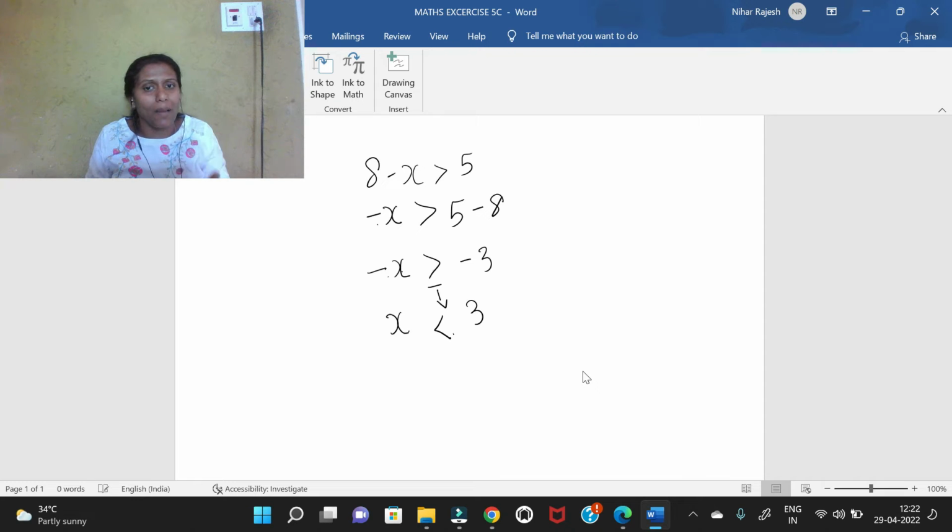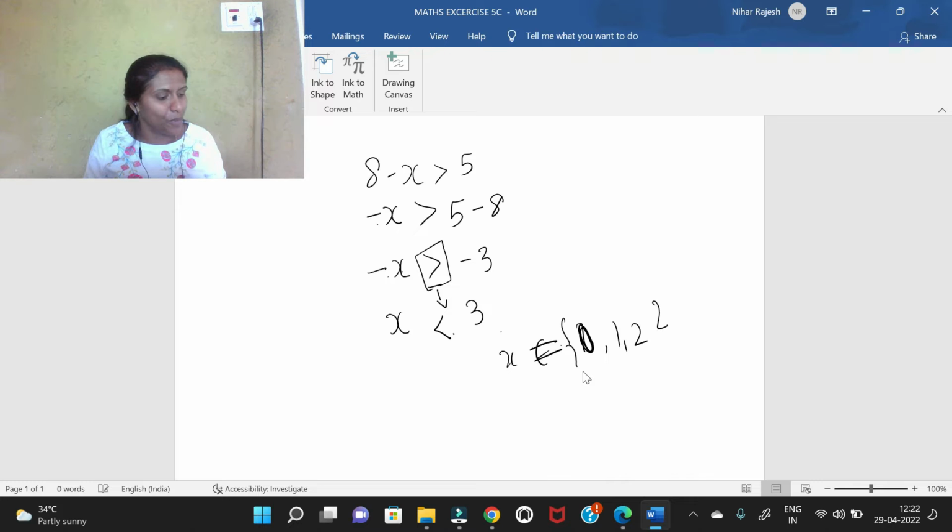Greater than was there, plus then I changed. Okay, this is not equal to, this was a greater symbol. Minus 3 got changed to plus 3. So x is lesser than 3. Therefore, x belongs to the whole number set, right? Where it belongs to the whole number set, x is equal to 0, 1, 2, right?